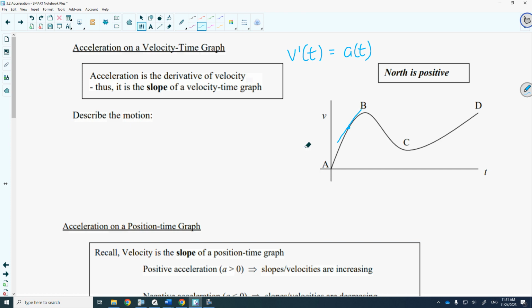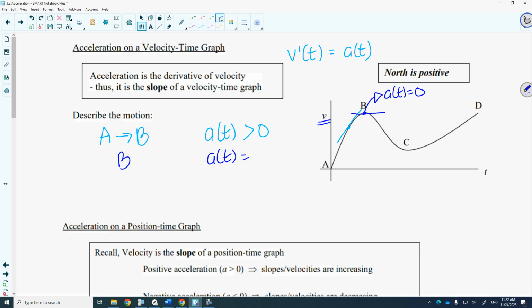So if I said what's happening from the interval A to B, the slope of this is positive, but the slope is acceleration. So acceleration with respect to time is greater than 0. Acceleration is a positive number here. At B, because this is a velocity time graph, the slope at B is 0, but the slope is the acceleration. So a of t is equal to 0. At point B, acceleration is equal to 0.